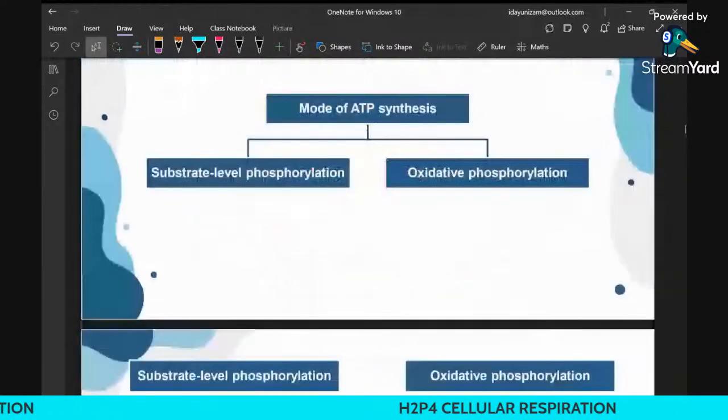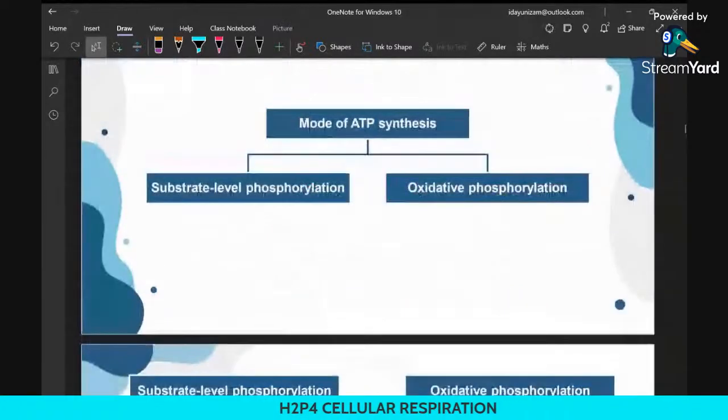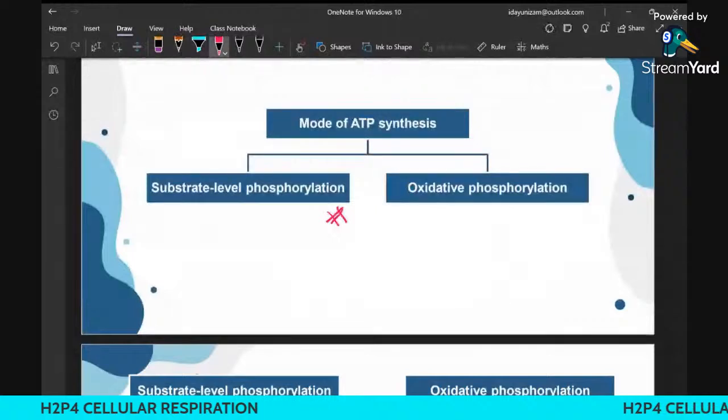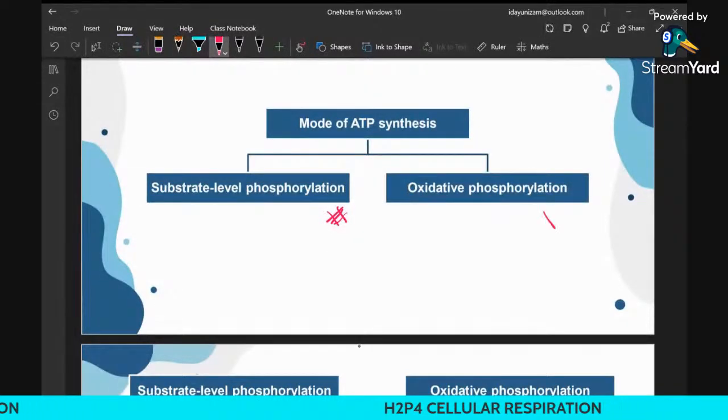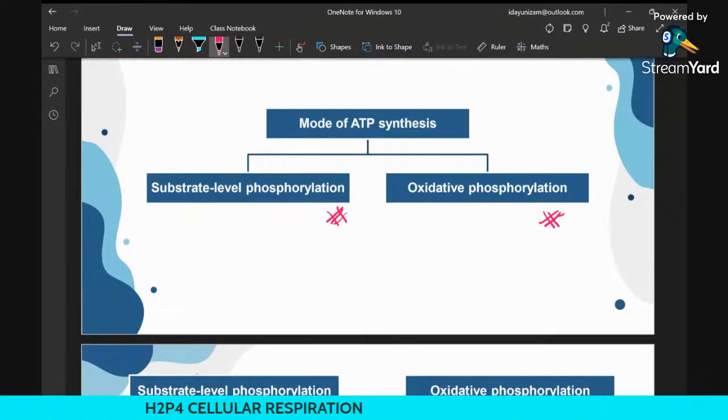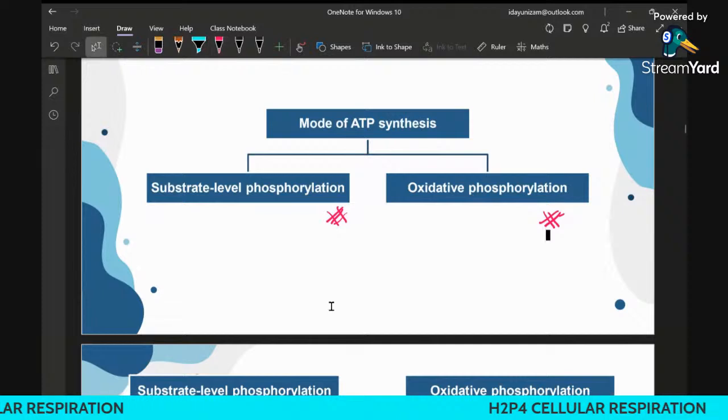So today, the teacher would like you to bear in mind and get familiar with the terms substrate level phosphorylation and also oxidative phosphorylation. Get used to and get familiar with the terms substrate level phosphorylation and oxidative phosphorylation.